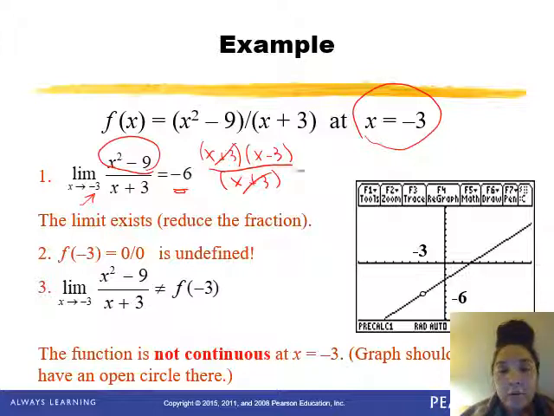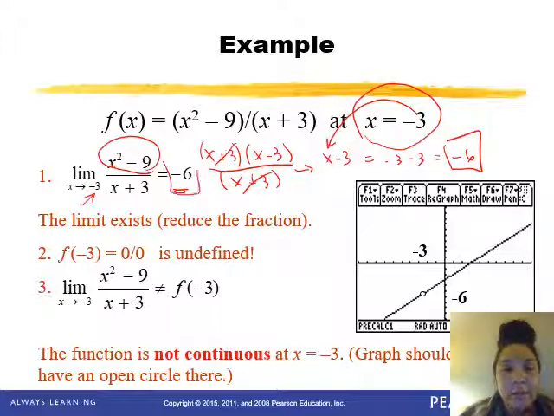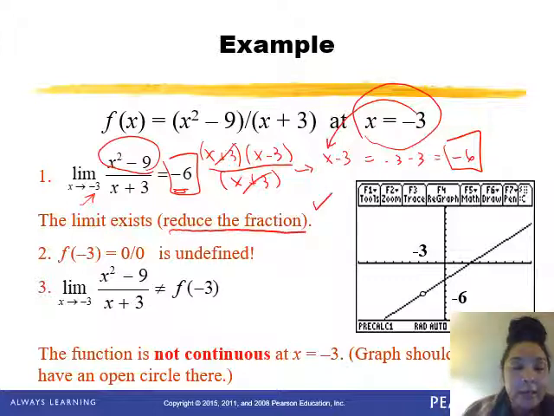And so now you're left with x minus 3, and all you have to do is plug in negative 3, and that gives us negative 3 minus 3, which is negative 6, which is how they got this answer here. So the limit exists if we reduce the fraction. That is key here. However, if you plug in x equals negative 3 into your original function, this is the original function here, x squared minus 9 over x plus 3.